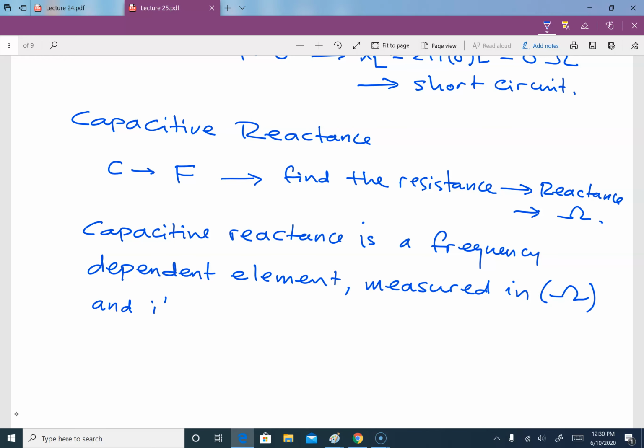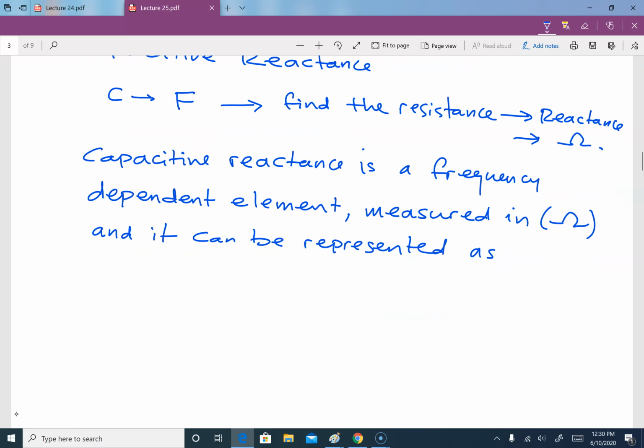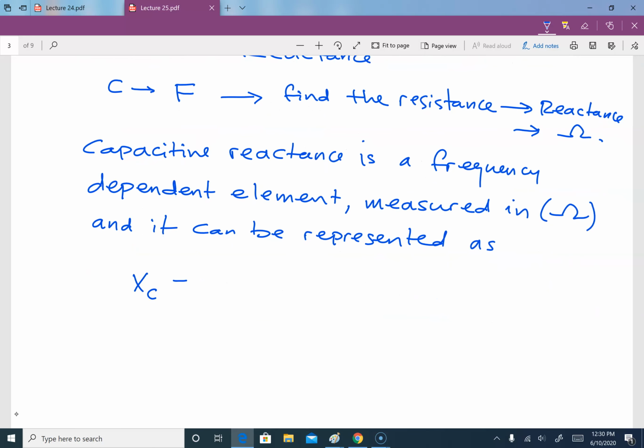and it can be represented as X sub C is equal to Vm over Im. So if I have a capacitance, I know the current flowing through it is phasor I, and the voltage across it is phasor V. Then I can find the reactance of that capacitance by dividing the magnitude of the voltage by the magnitude of the current.